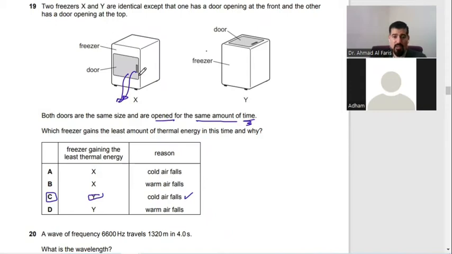But freezer X, it doesn't get the least thermal energy. It gets a lot of thermal energy because the cold air falls from it and warm air is replaced inside, right? Yes, exactly. You have to be careful, Muhammad. Yes, thank you. Good. So we know that cold air falls, not warm air, and the freezer that gains the least thermal energy is the one which is Y. So the answer is C.